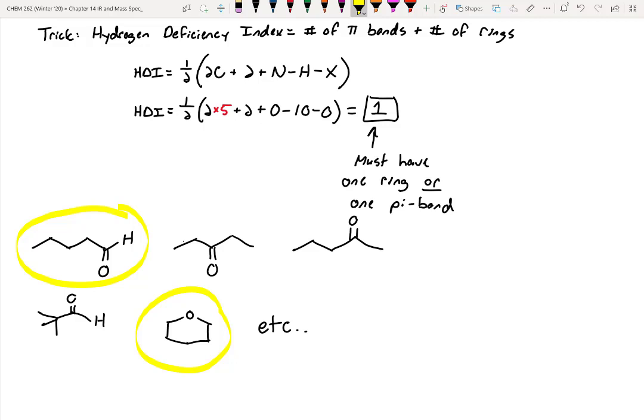Yep? So how do we know that there's no halogens in it? That's a good point. So how do we know that there's no halogens? The lightest halogen is fluorine, which is 19 mass units. We only had 10 mass units left over, so we can assume that there's no halogens in there. Good question. All right, so that's where we're going to stop today.